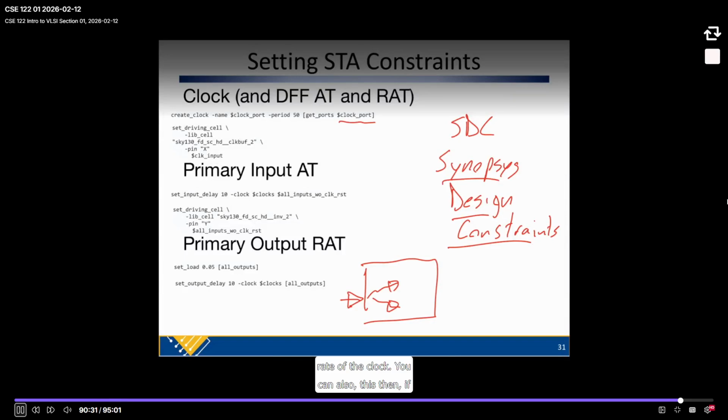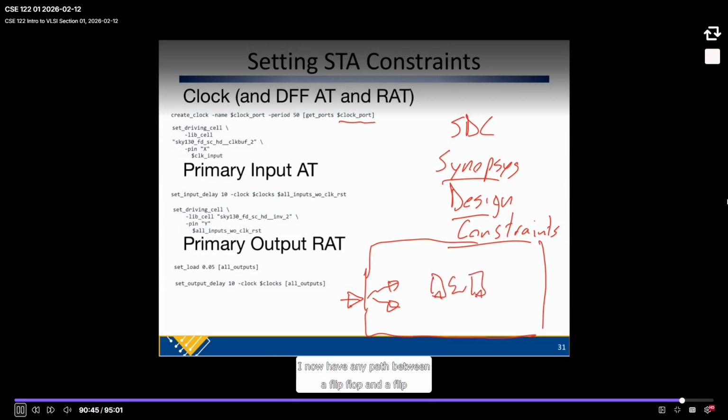You can also, if I ever have a path between, let me erase this and clear it up. So if this is my chip, and I now have any path between a flip-flop and a flip-flop, this command create clock defines what the required arrival time is for the setup check. Because I define that clock, I know the period, it can go there and say, oh, my RAT for this gate right here is some value. And I also know my clock skew as well. I can just propagate the delays through the clock tree and get that.